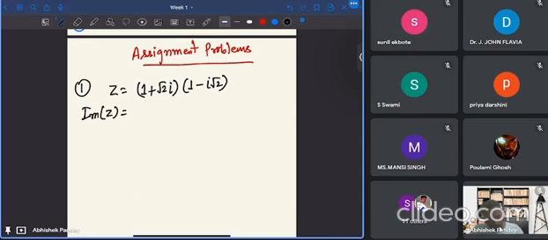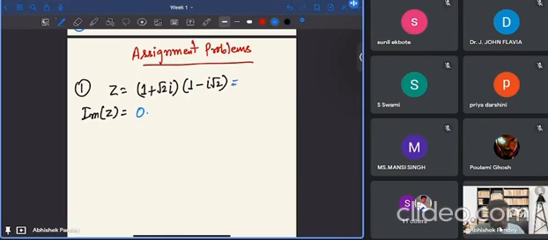So this is nothing but a square minus b square. Once you do a square minus b square, i square will be minus 1. So this will contain only the real part, isn't it? So the imaginary part will be 0. Is it okay?